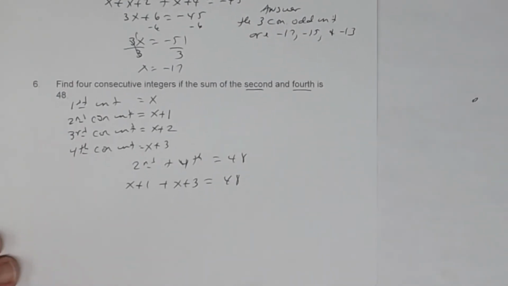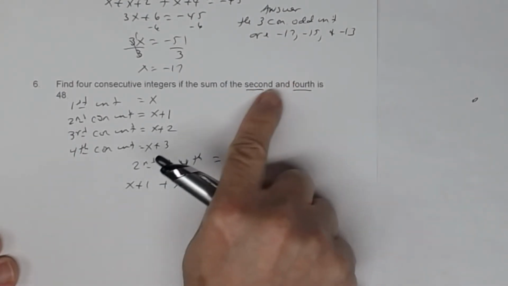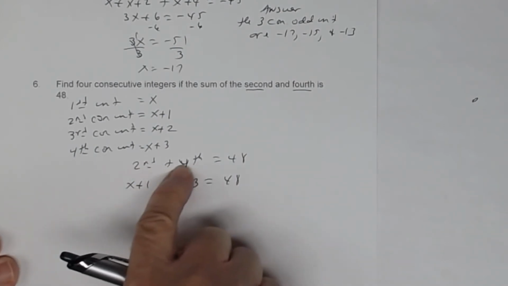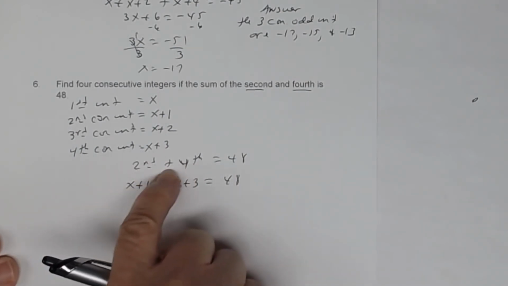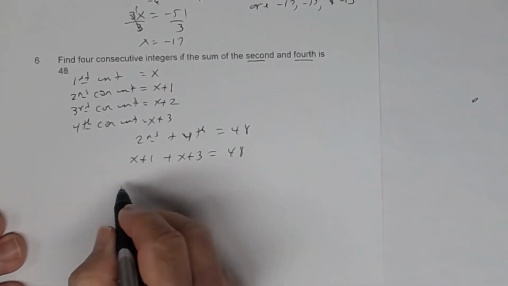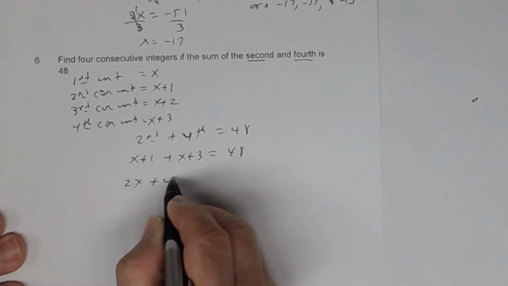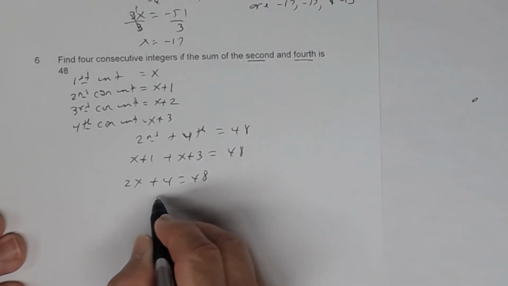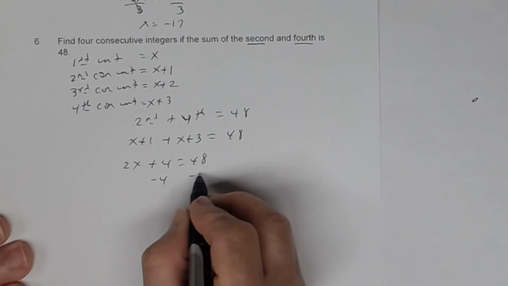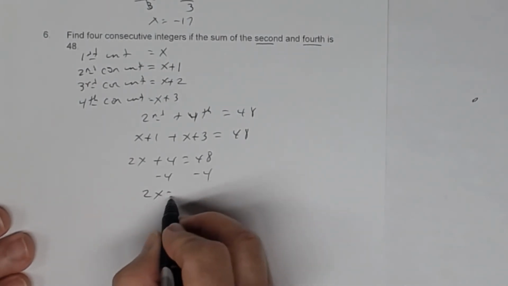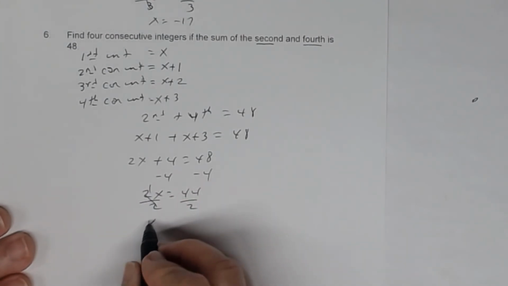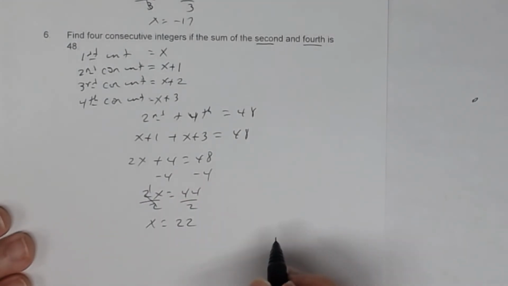48. So always make sure you read carefully. Second plus fourth equals 48. Sometimes it helps to write this out as well. Combining like terms, x plus x is 2x, 1 plus 3 is 4, equals 48. So it's very easy to solve this linear equation now. I'm going to subtract 4 from both sides. I get 2x equals 44. Divide both sides by 2. I get x to be 22.